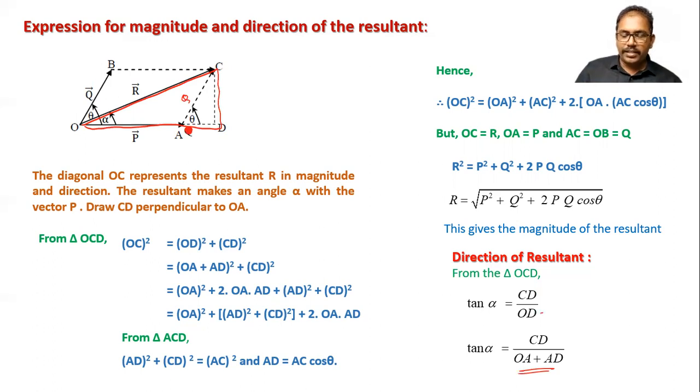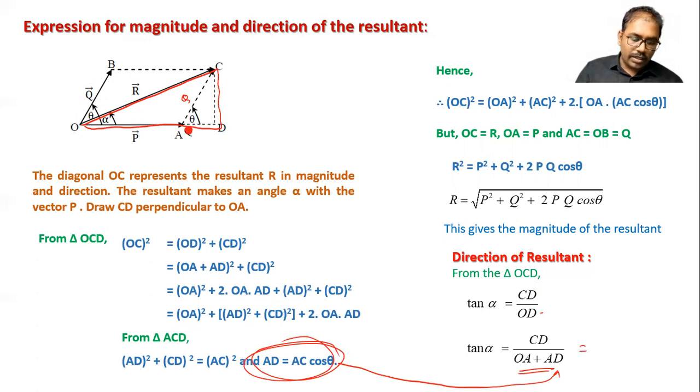Then this tan alpha as it is. The only thing is here we have to substitute AD as AC cos theta. CD we have not written anything for, so CD as it is. OA is P, and AD is AC cos theta, and AC is Q. So Q cos theta.